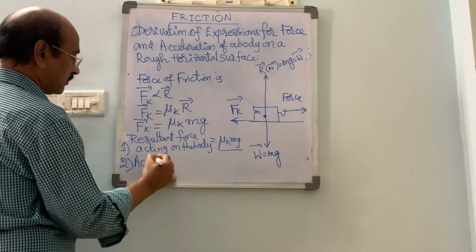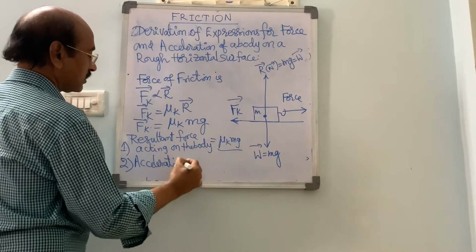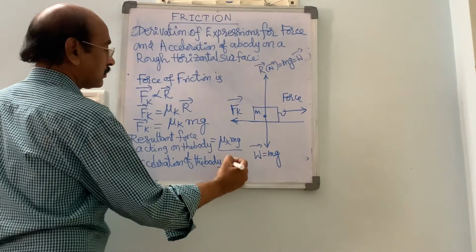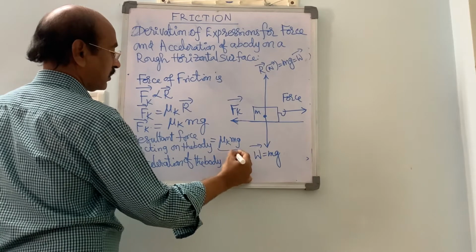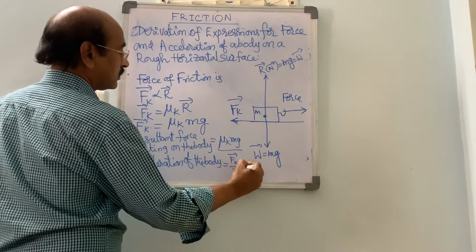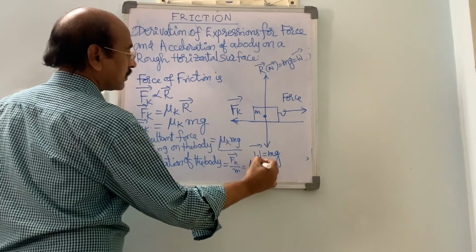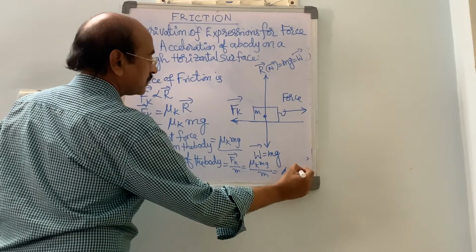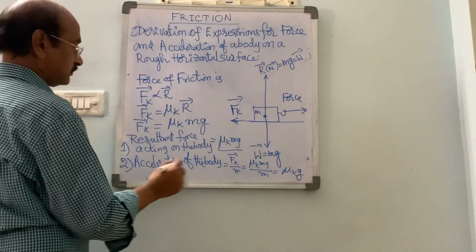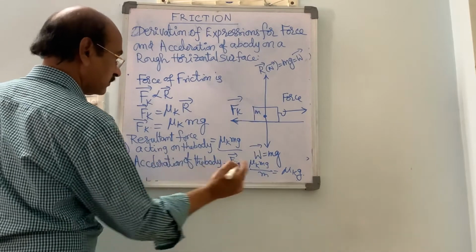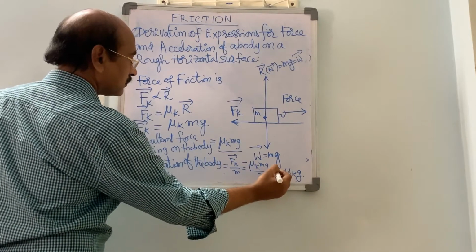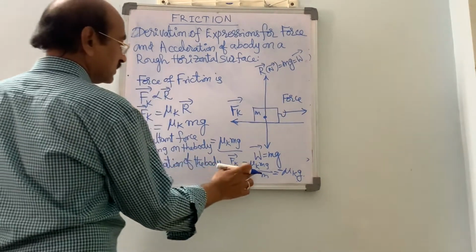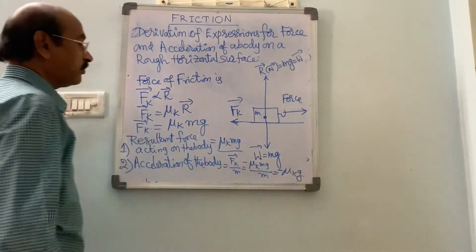Similarly, the acceleration of the body is F k by m, or mu k mg by m, which is equal to mu k g. This is actually the retardation. Retardation of the body is mu k g, or acceleration is equal to minus mu k g.